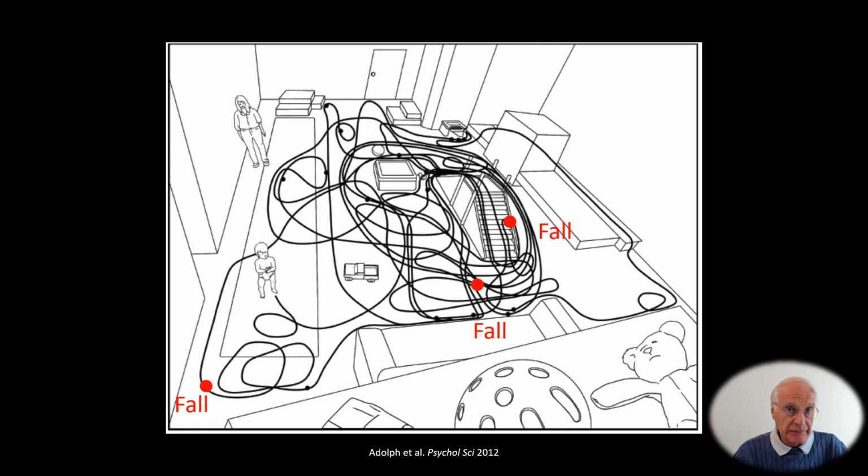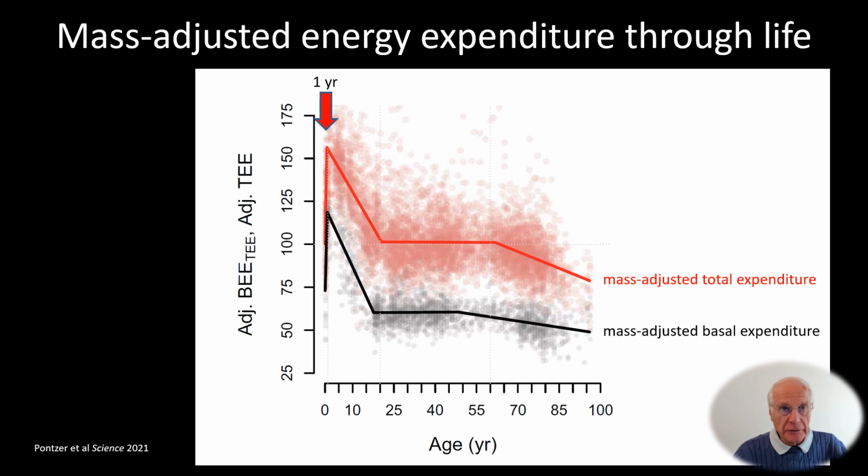Falls provide important feedback to tune the sensorimotor coordination. Considering all the motor work performed by a toddler, it is not surprising that this is the time of life when we consume more metabolic energy per unit of body mass. There is another reason why toddlers consume more energy, and I'll come to it later.